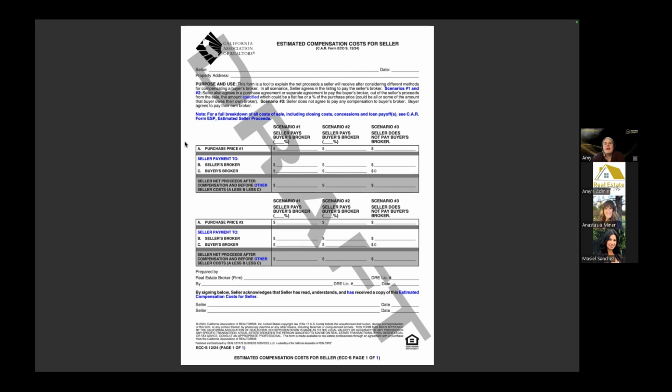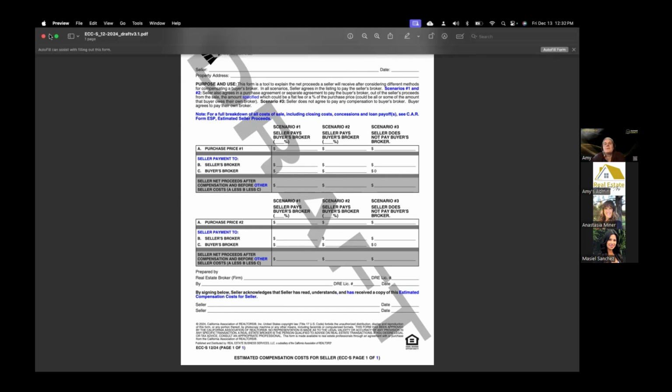Any questions about the estimated compensation costs for sellers? Just a good way to break down for sellers that maybe are having questions. It's also a good one to show the difference generally in like a 0.5%, which isn't that big. And so this might make the difference for this buyer deciding to move forward or not. And for you, this is what it looks like on paper. It's not that big a deal. So it's a good way to just visually show them that.